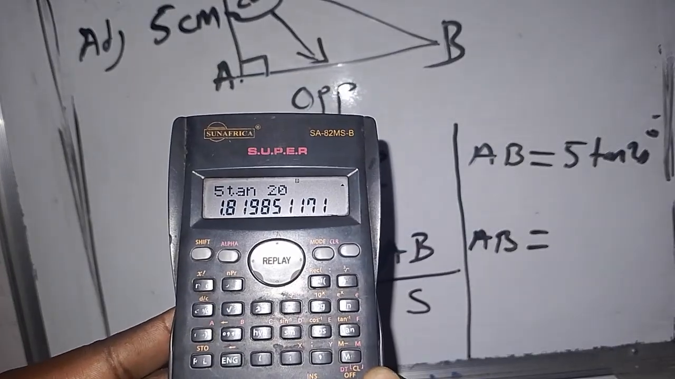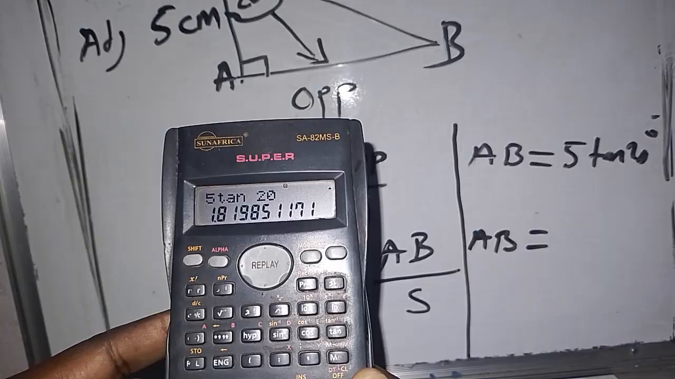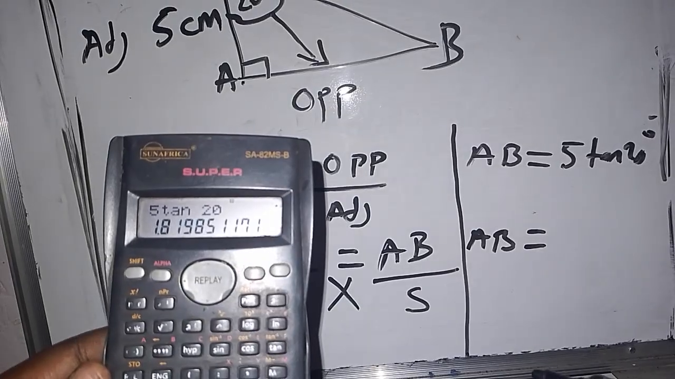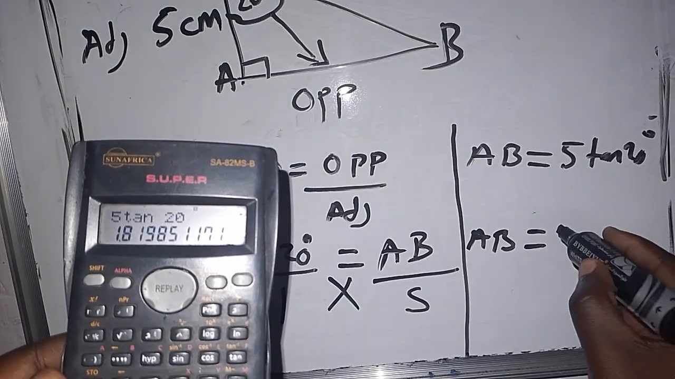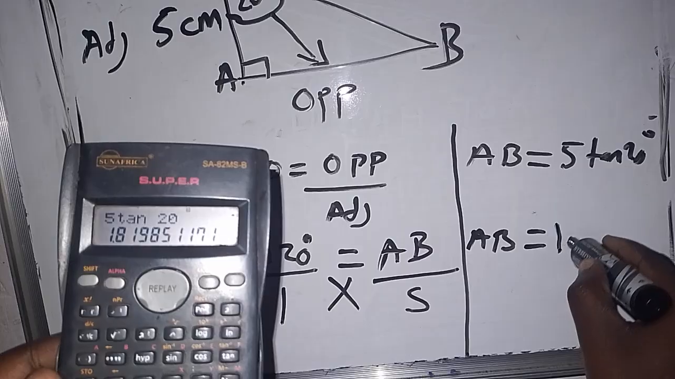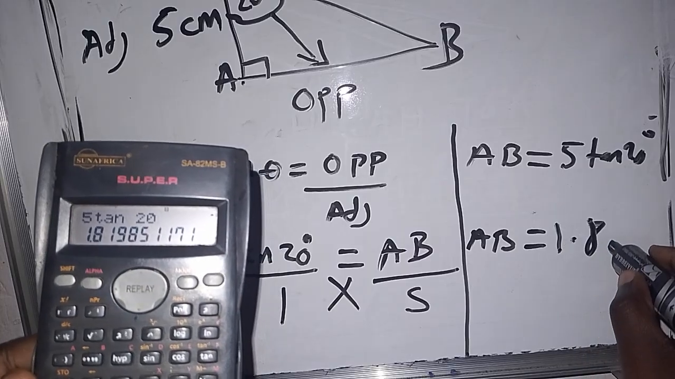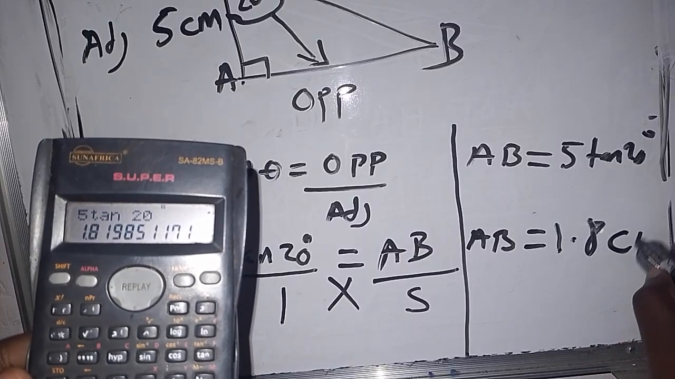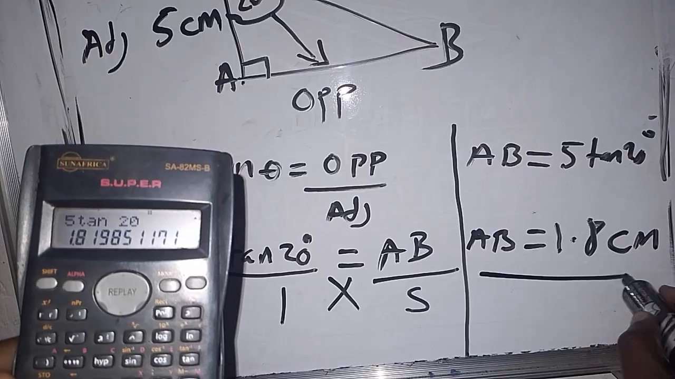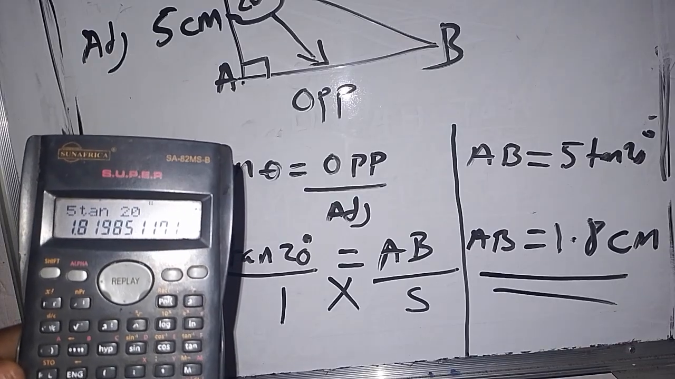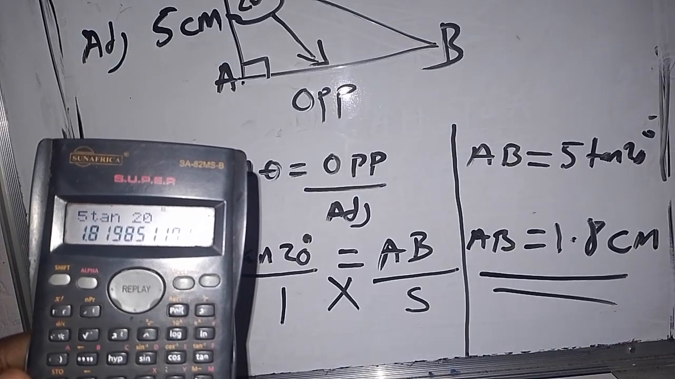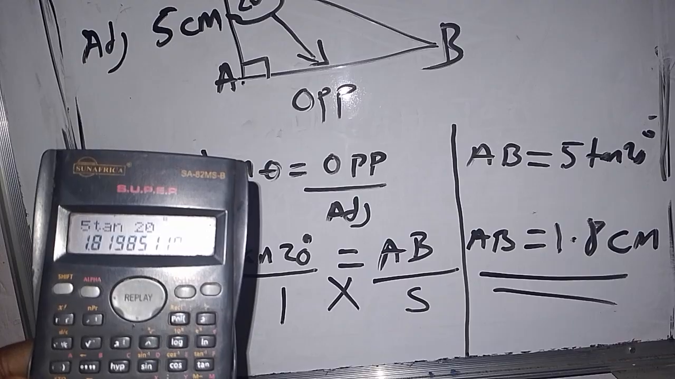As you can see, this is 1.811. So let's say I'm taking the answers to one decimal place. It is going to be 1.8. Okay, you see that? Centimeter. So that is correct to one decimal place. Okay, so that will be the answer, correct to one decimal place.